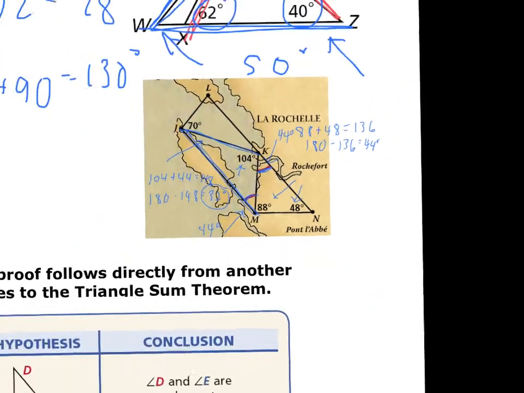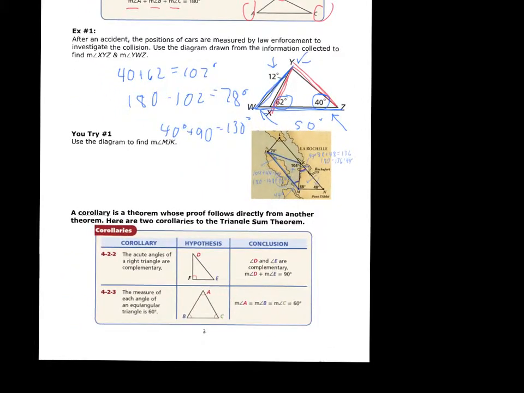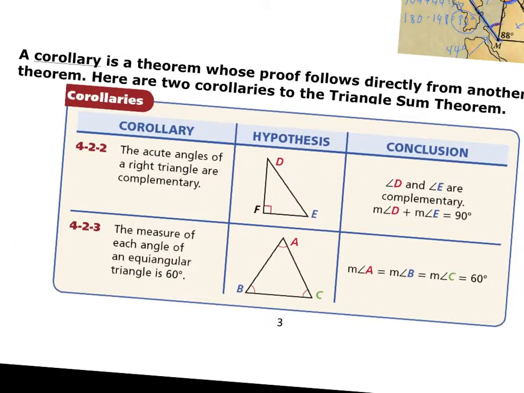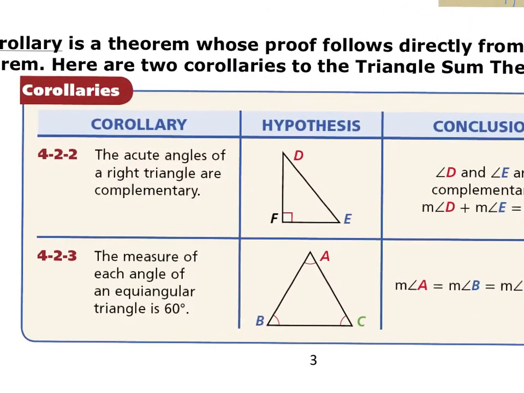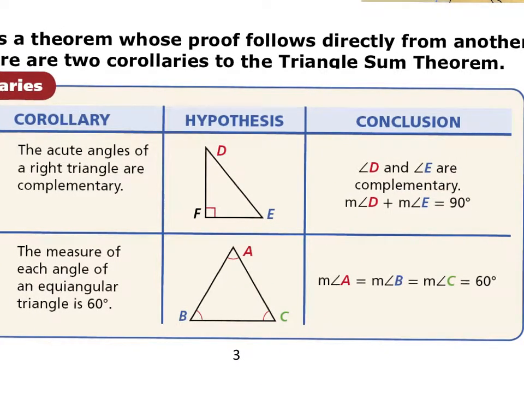So we're just going to keep playing around with these types of problems, knowing that you have to have 180 degrees in a triangle. You need to know two other different theorems for triangles. The first one says that the acute angles of a right triangle are complementary. What does complementary mean? Remember, complementary means adds up to 90 degrees. So if you have a right triangle, you know that your two acute angles are going to add up to 90 degrees.